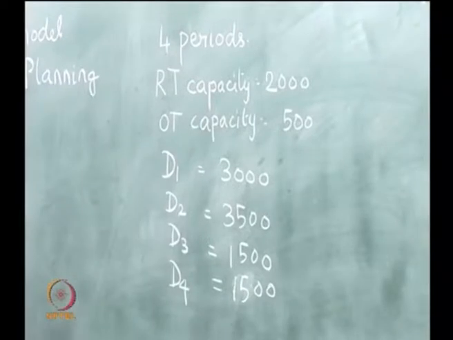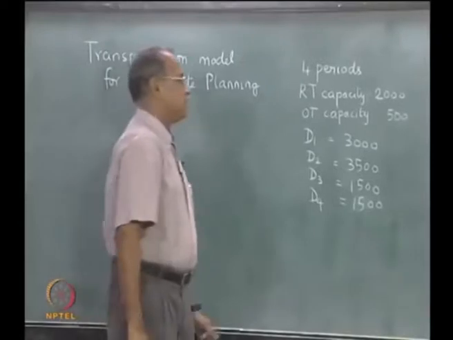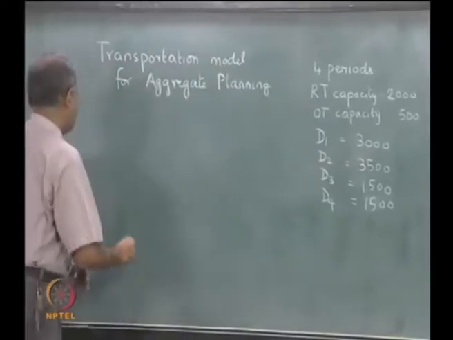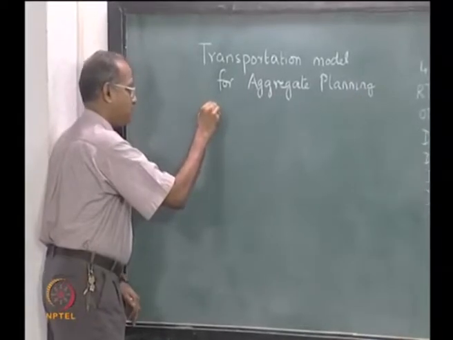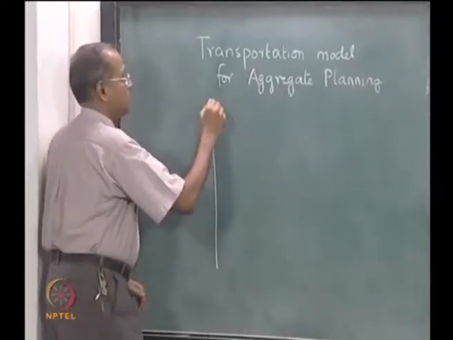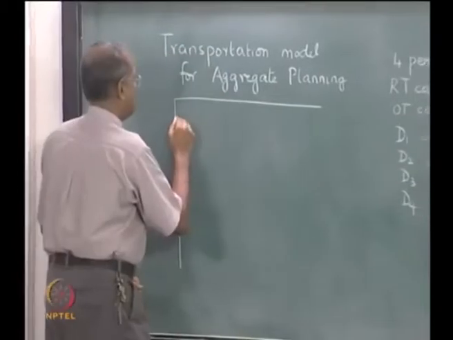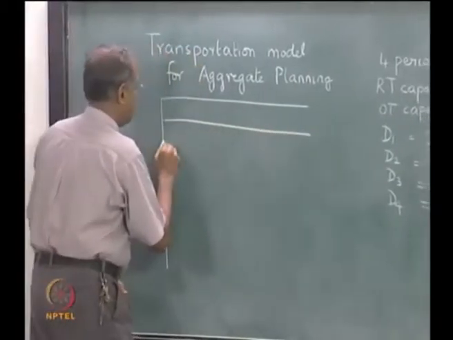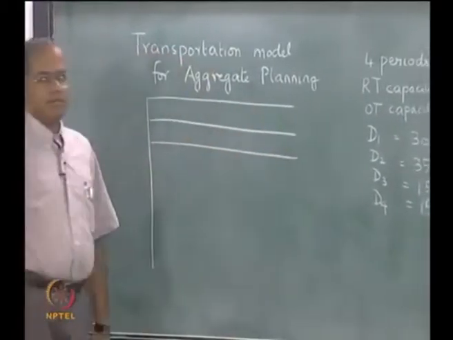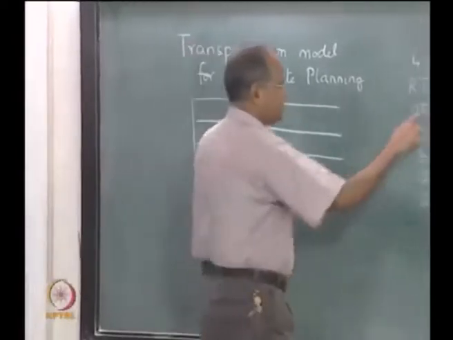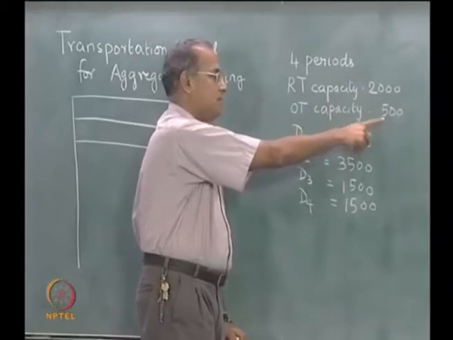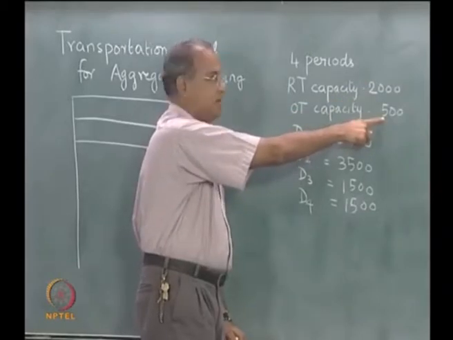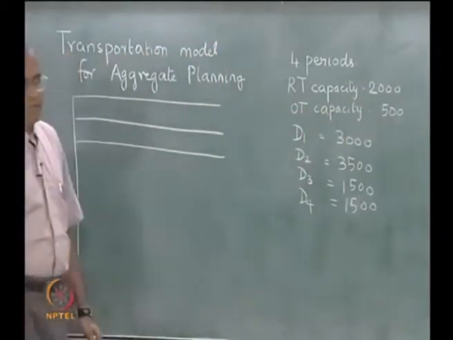So let us now try and draw the transportation matrix for this. The transportation matrix will look like this. Now each month there is a supply of 2000 which comes from regular time capacity, and there is a supply of 500 that comes from overtime capacity.